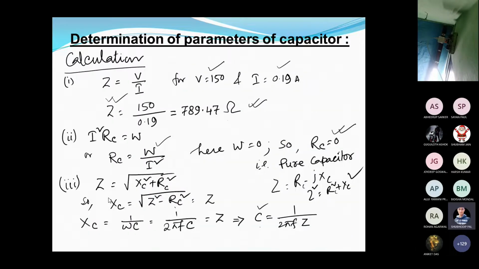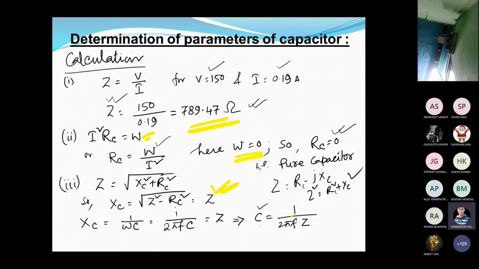So how to calculate this? Again, V and I are known, so from here you can calculate the Z value. I square R, because R is 0, so W is 0. In a reverse manner, the wattmeter reading 0 means R is equal to 0, because it is a pure capacitor. Similarly, with R 0, XC will simply be Z. So XC is 1 by omega C, that is 1 by 2 pi f C.